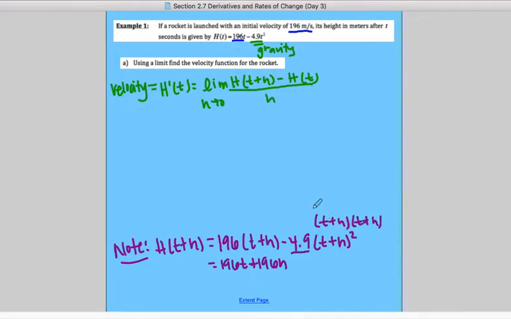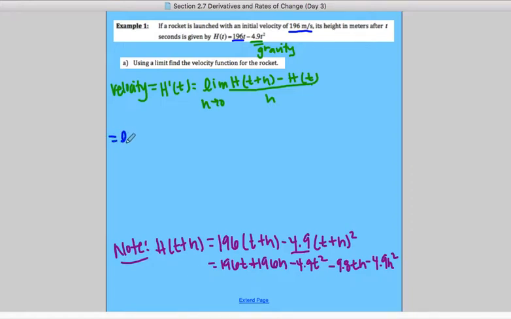When I do FOIL this, I would have t squared plus th plus th, so plus 2th, and then plus h times h, so h squared. So I'm going to distribute negative 4.9 to that. So I'd have negative 4.9 t squared, and then 4.9 times 2 is negative 9.8 th, and then minus 4.9 h squared. Then I would just check if I can combine any like terms here, and I cannot. So I'm just going to go ahead and plug it into my velocity equation. I'm going to erase this to save some room because I'm probably going to need the space.